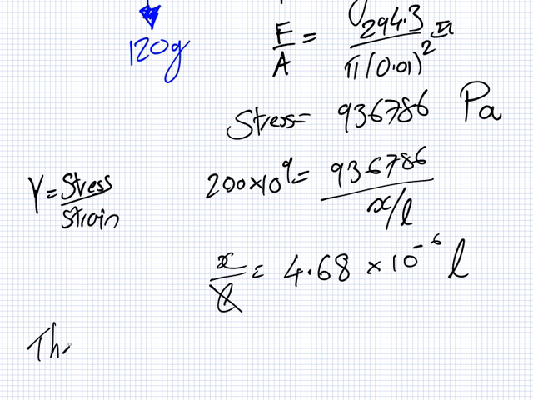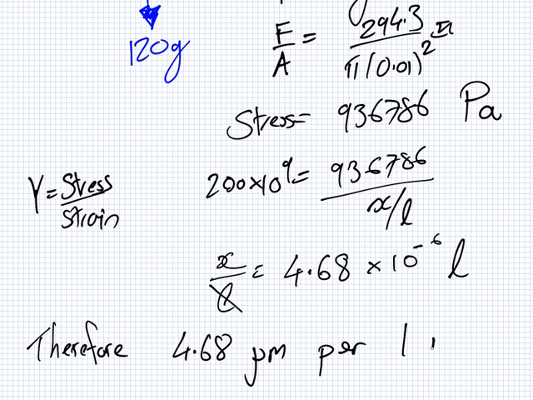So if you want to have it as a number, that is 4.68 micrometers per 1 meter of length. For example, if you had 1 meter of steel wire, it would extend by 4.68 micrometers. If you had 2 meters of steel wire, it would extend by twice that much, because you're just multiplying by 2. If you have 3 meters, it'd be 3 times that much. So you can see that the longer the wire is, the more it would extend as well.